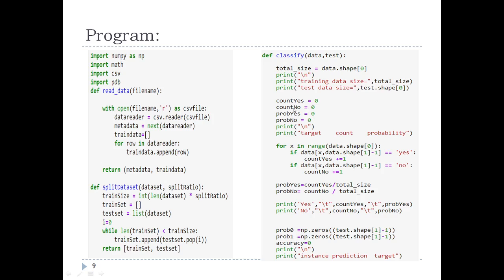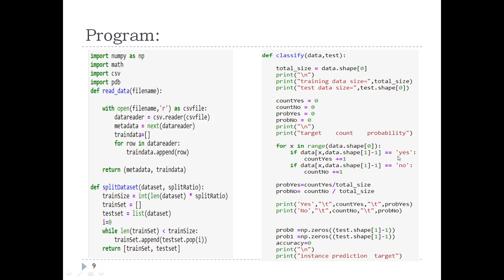Then we'll initialize a few variables which are required to calculate a probability. That is count yes, count no, probability yes, probability of having no. Initially all of these we'll take as 0. Then we will take the target, count and probability of whatever training data we are taking. Next we will take the training data, and in the training data we will read the number of yes in the target value and count all these things.